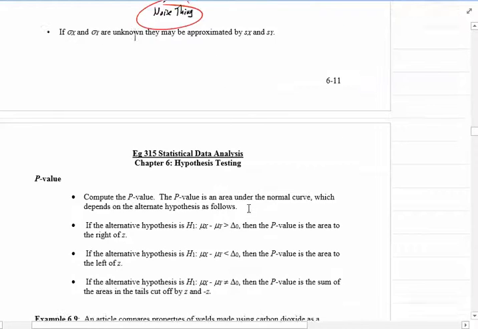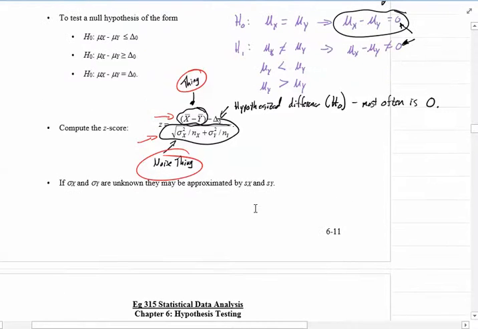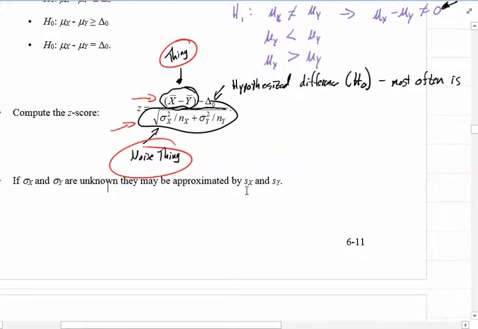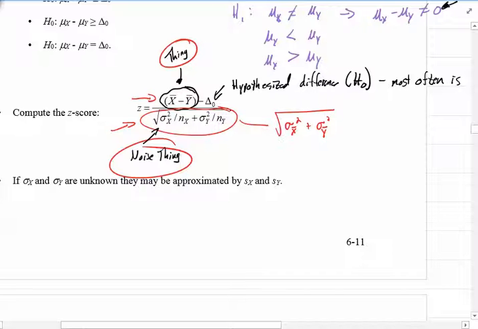Okay, question? Sigma x and sigma y, not sigma x bar and sigma y bar. Correct. That's sigma x and y, because where we get this is we have sigma x bar squared plus sigma y bar squared. That's what it is. And then that, by the central limit theorem, is just sigma x squared over nx. And that's sigma y squared over ny. Does that make sense? Yeah. Okay, good.